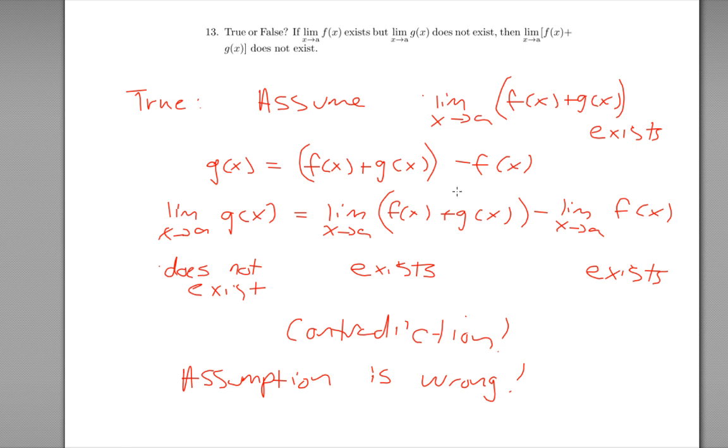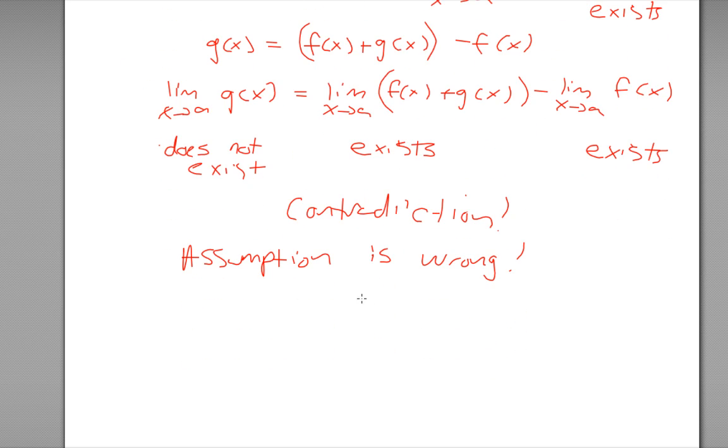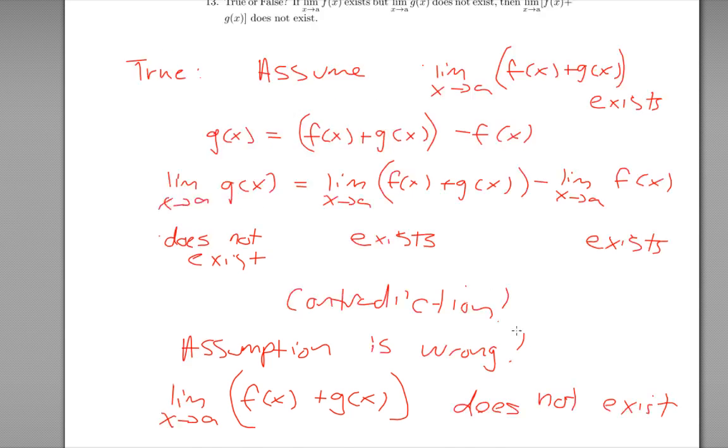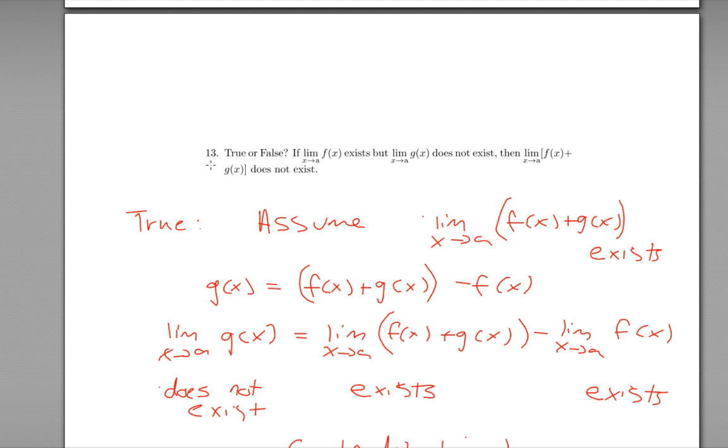And what does that mean? That must mean that the limit as x goes to a of f of x plus g of x, when taken together, does not exist. Which is precisely what we said, that this statement is true.